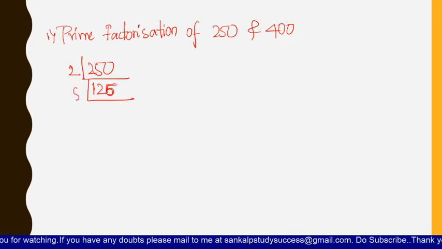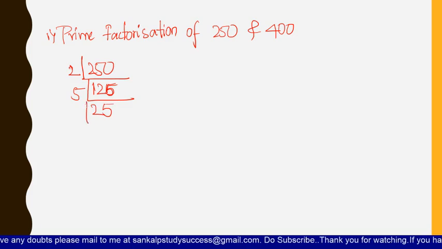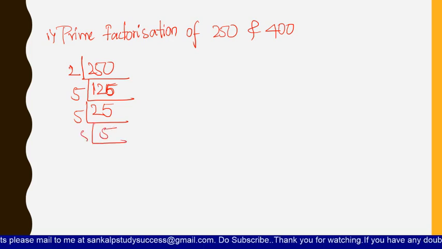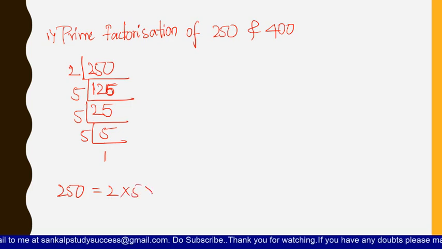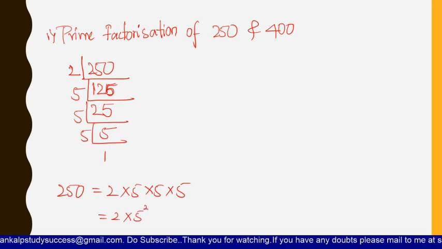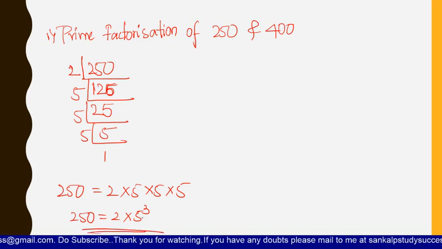Now let's take 5, because the last digit is 5, so it is divisible by 5. 5 twos are 10, you will get 2 here. 5 fives are 25. Now we all know the fifth table: 5 fives are 25 and 5 ones are 5. So that means 250 is expressed as 2 into 5 into 5 into 5. That means 2 into 5 to the power of 3, since there are 3 fives here. So you can express 250 as a product of primes as 2 into 5 to the power of 3. This is the prime factorization of 250.